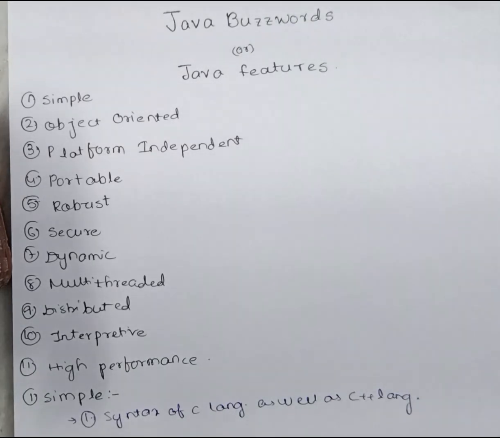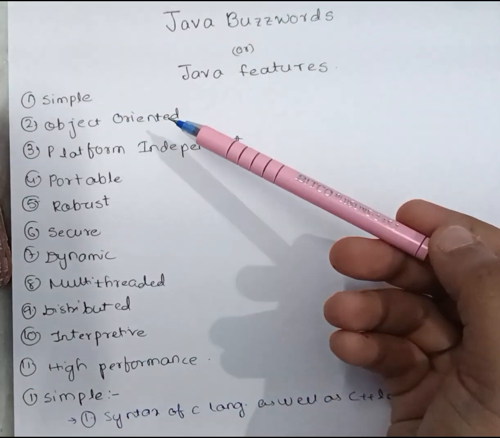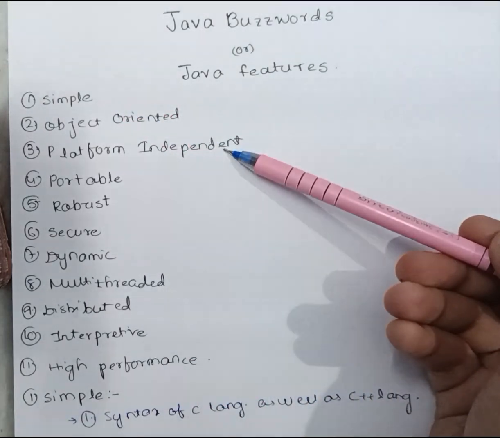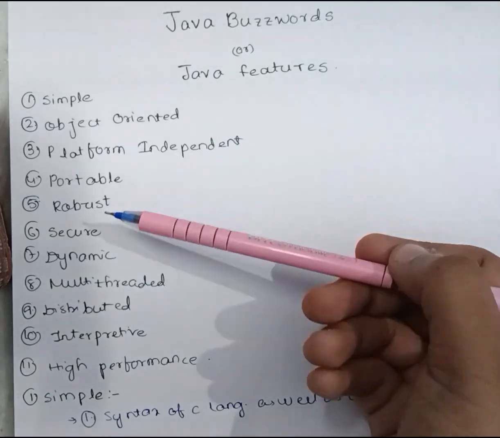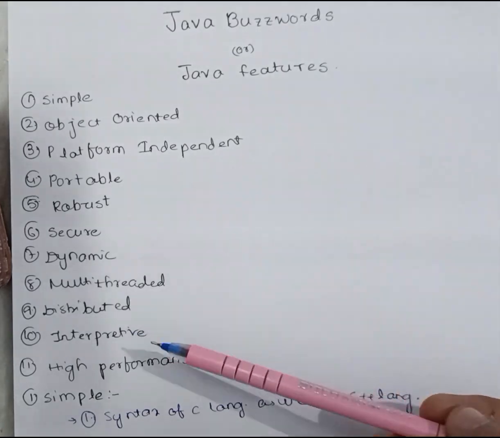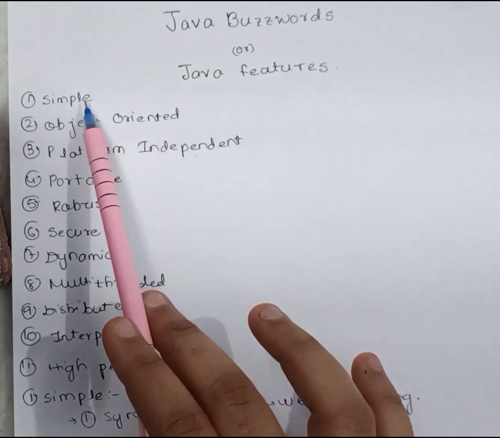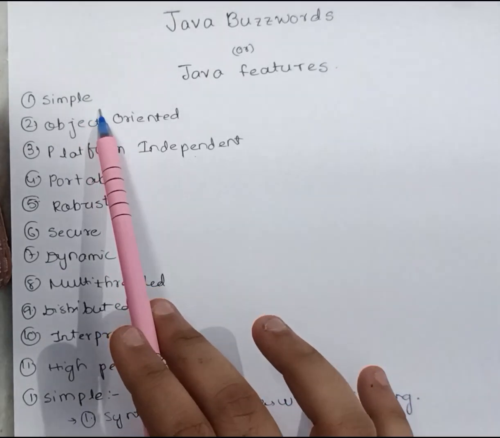So today in this video we are going to learn about the features of Java, also known as Java buzzwords. In this we have 11 types. The first one is simple, second is object oriented, platform independent, portable, robust, secure, dynamic, multi-threaded, distributed, interpretive, and high performance. So let's see how Java is a simple programming language.